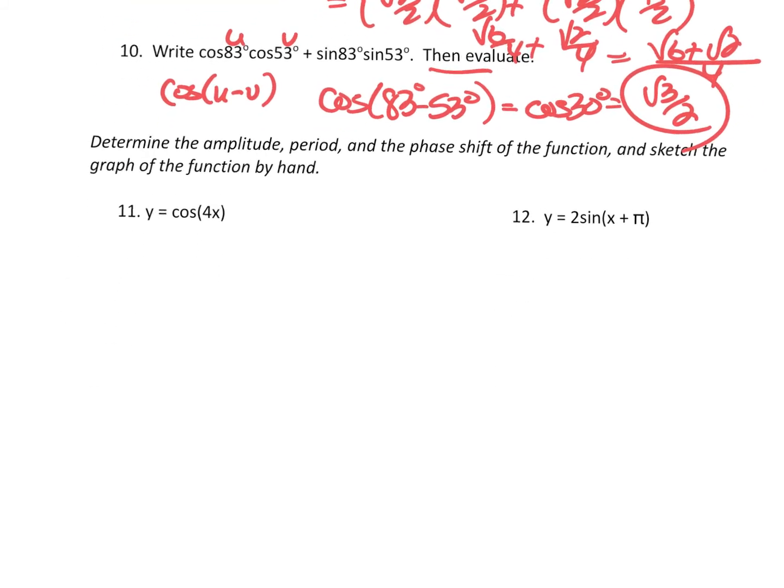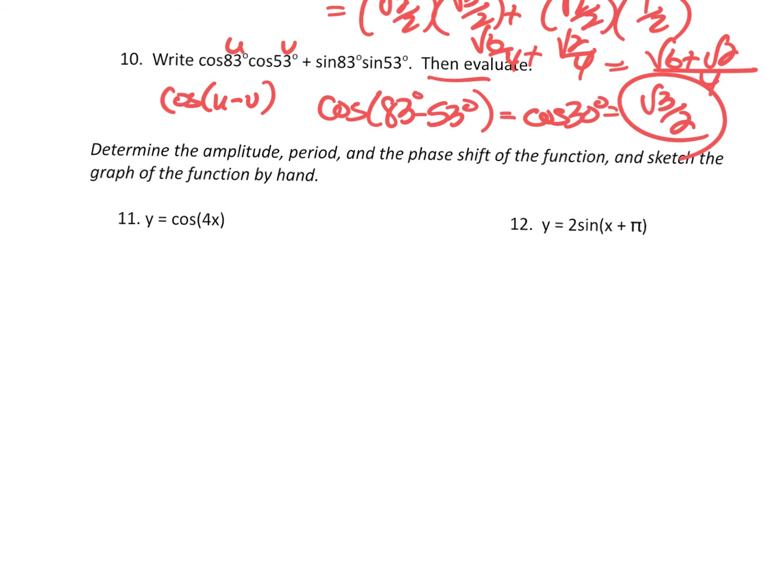Some graphing here, number 11 and 12, find the amplitude, period, phase shift, and so on. So the amplitude of the first one is 1. For the period, you remember to do 2 pi divided by b, in this case 2 pi over 4, that's pi over 2. There is no phase shift because there's nothing added or subtracted in the parentheses.